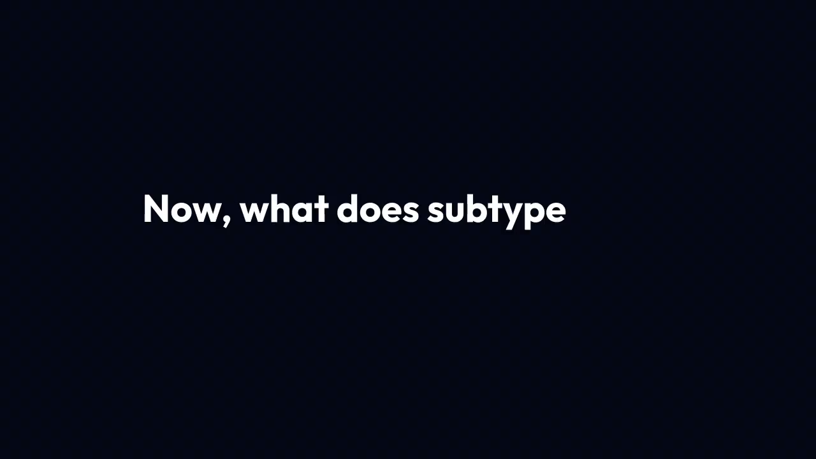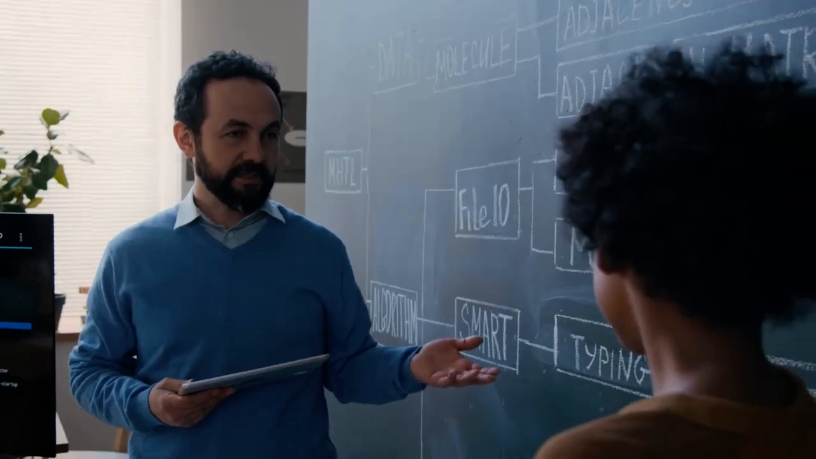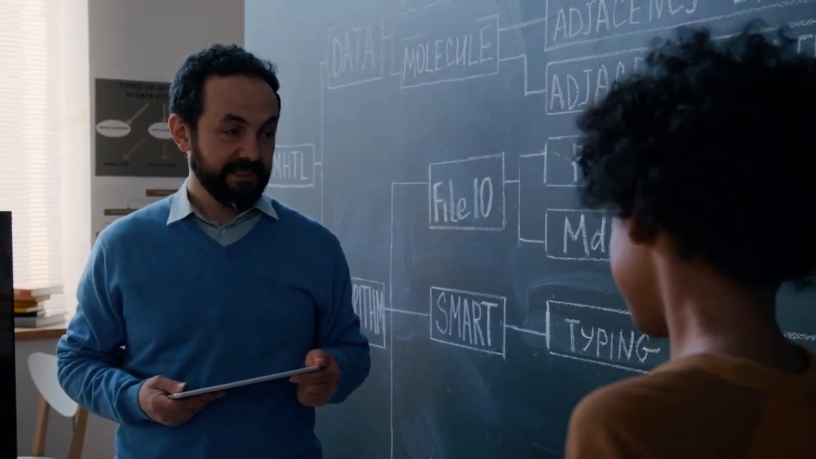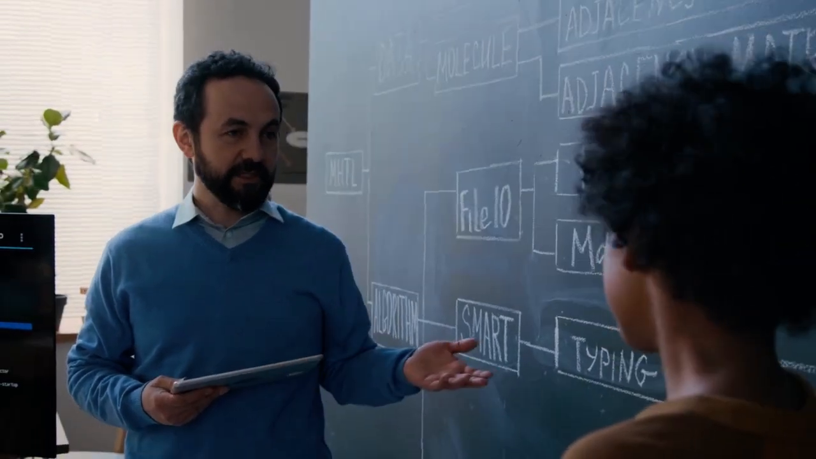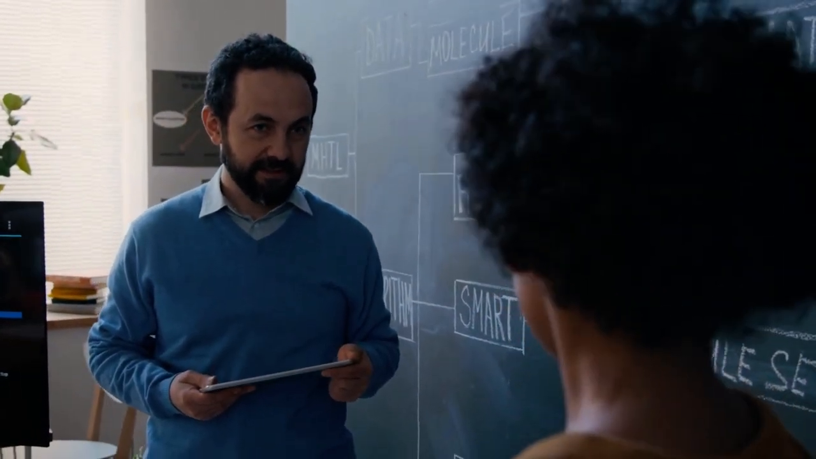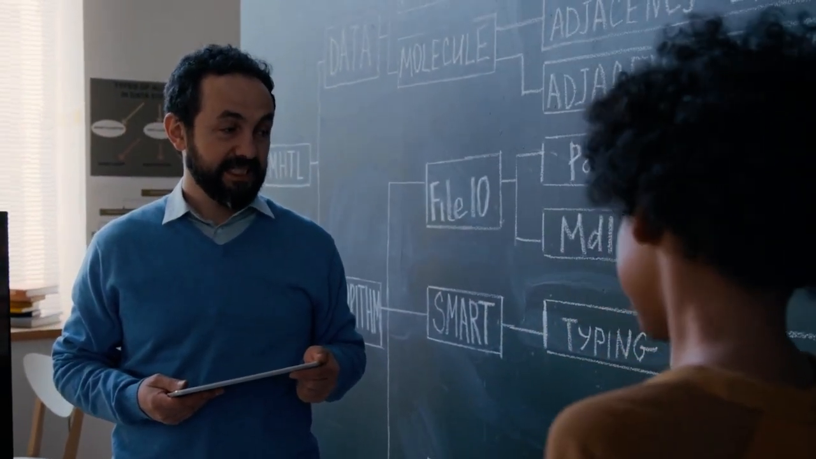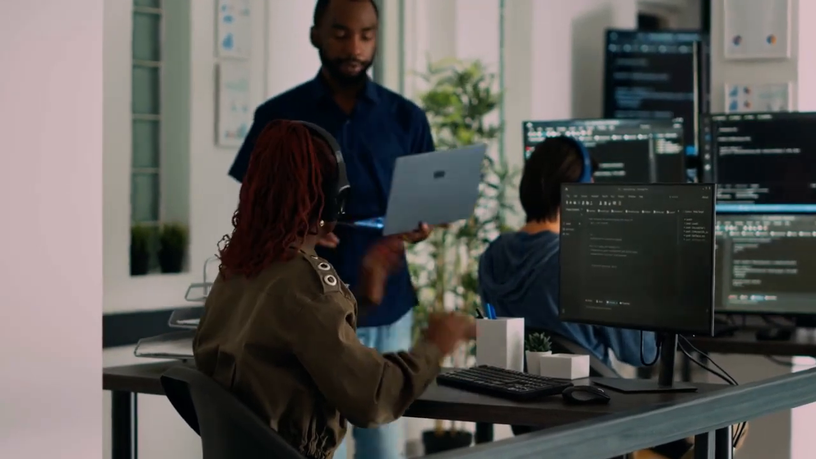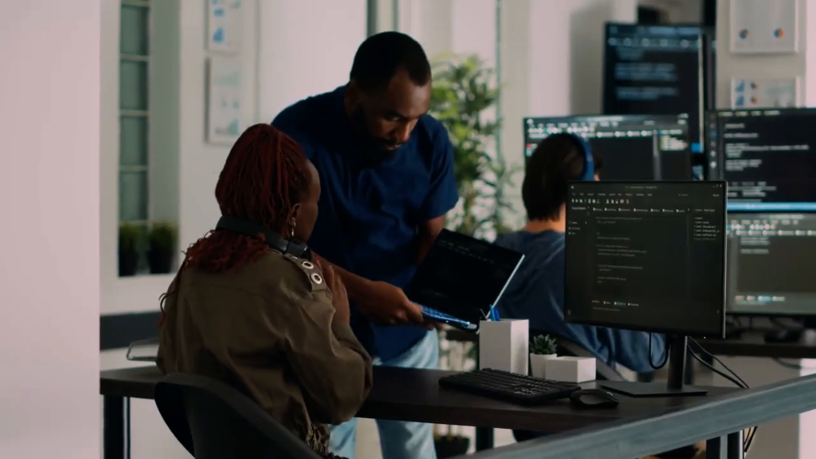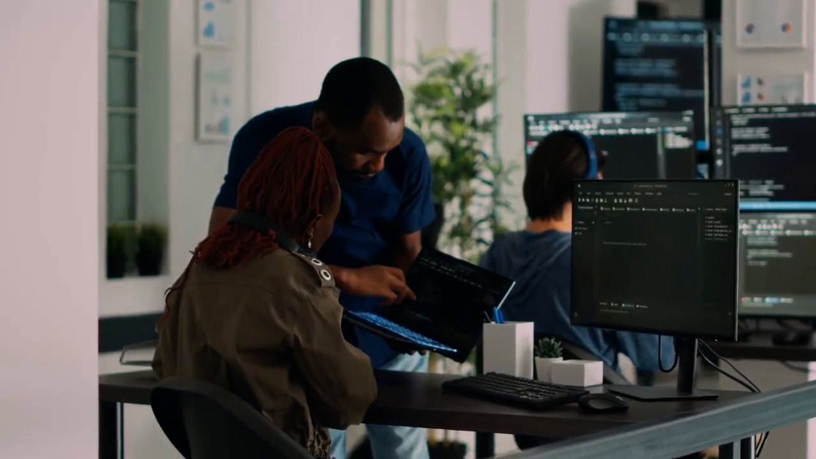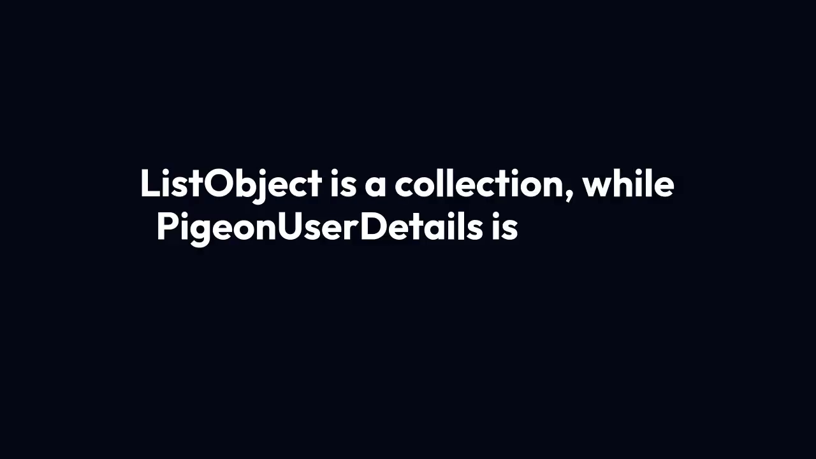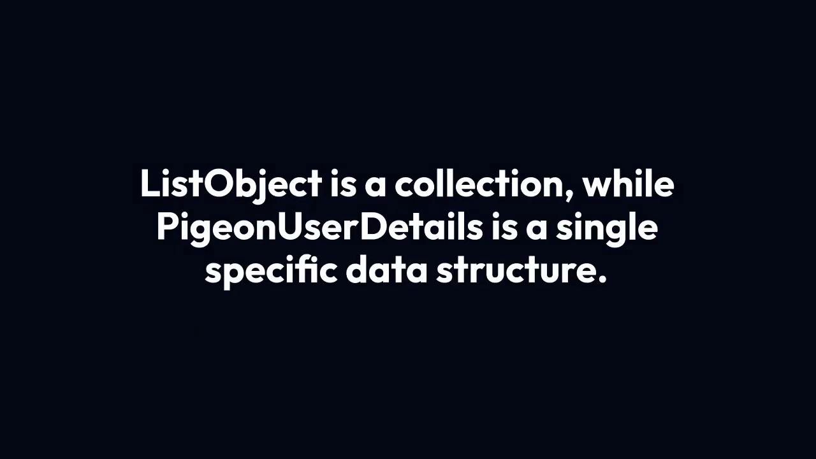Now, what does subtype mean here? A subtype is a more specific version of something. For example, a golden retriever is a subtype of dog. But a general dog is not necessarily a golden retriever. In our error, ListObject is not a more specific version of PigeonUserDetails. They are fundamentally different kinds of things. ListObject is a collection, while PigeonUserDetails is a single, specific data structure.